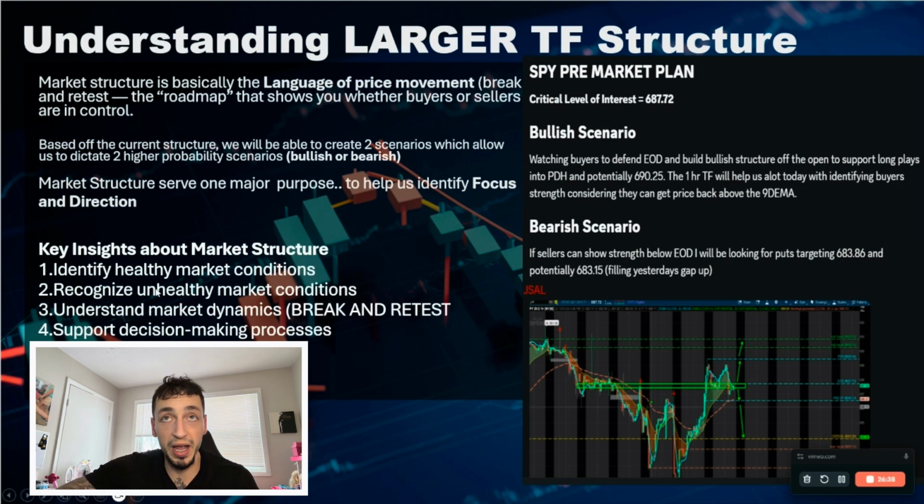What do they do for us? Okay, they help us identify healthy markets, identify unhealthy markets. Okay, they help me understand the dynamic, the break, the retest. If this happens, then this. And most importantly, guys, they help support the decision-making process.